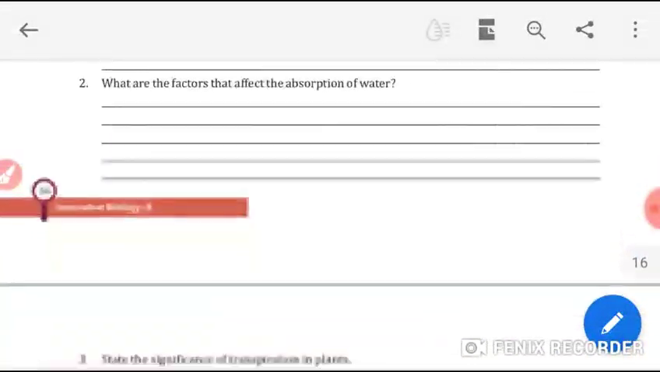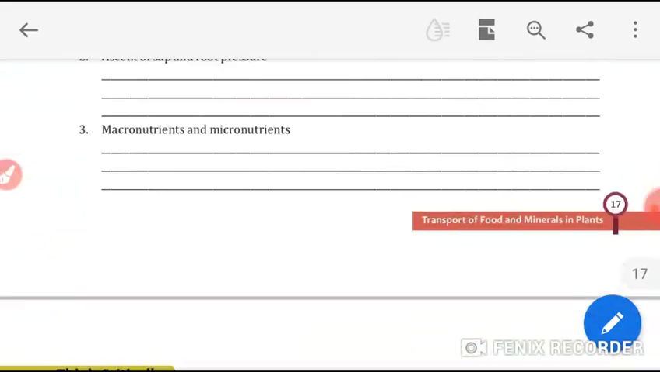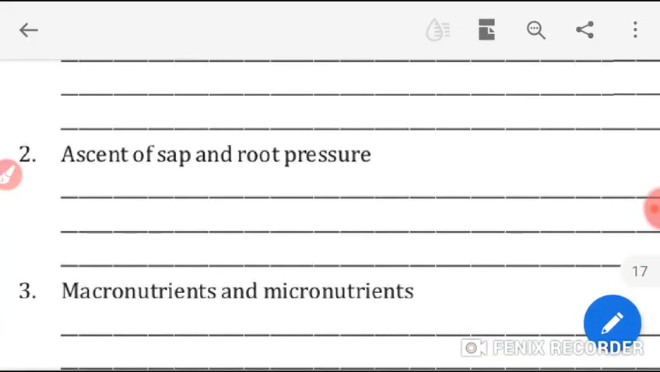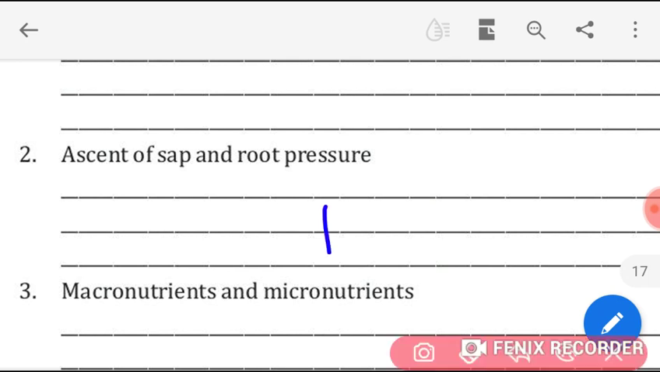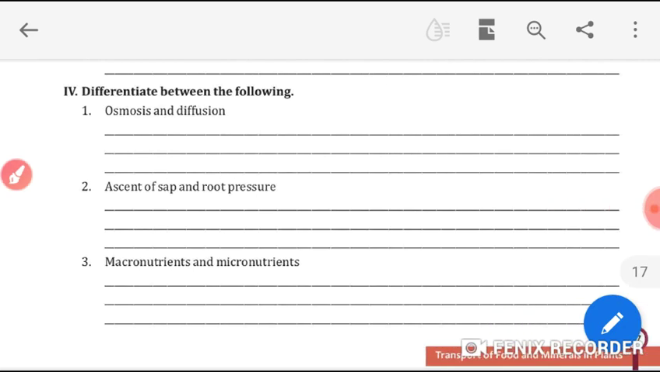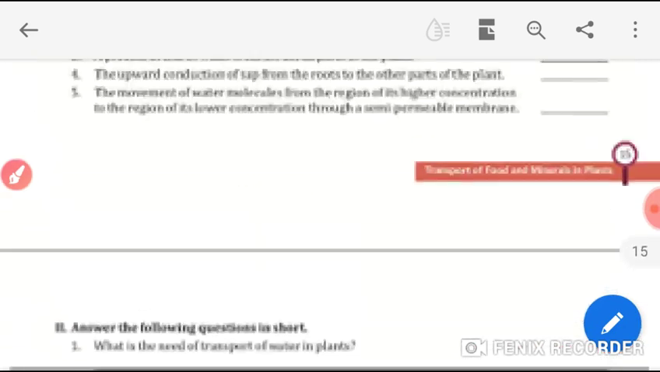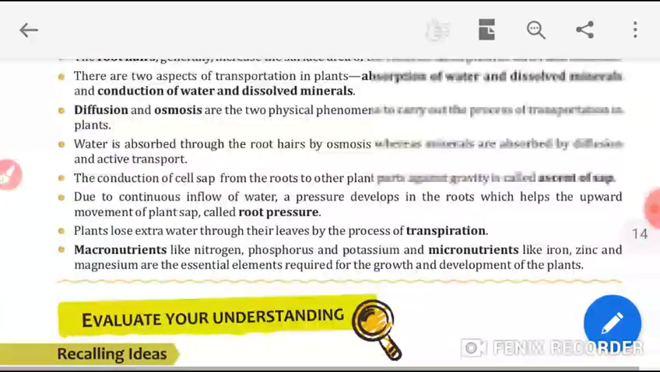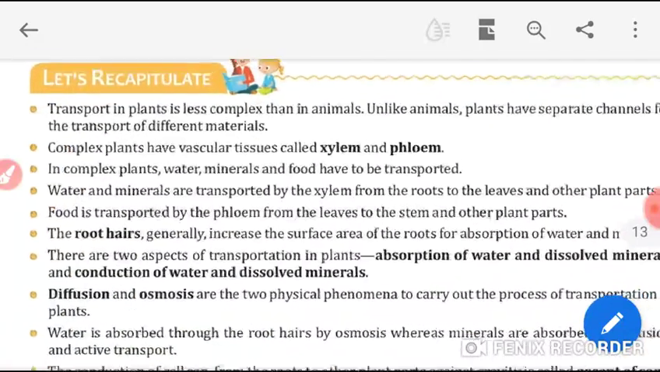Difference next: ascent of sap and root pressure. Students, you will get this question on page number 14. Come to page number 14, students. Recap is given on that page. Here, let's recap.